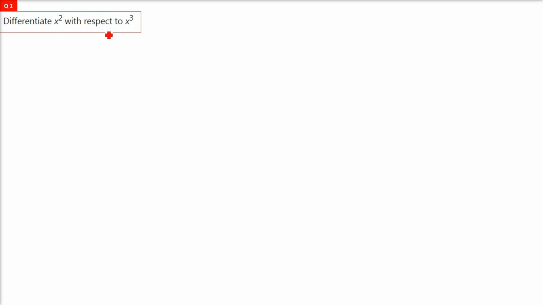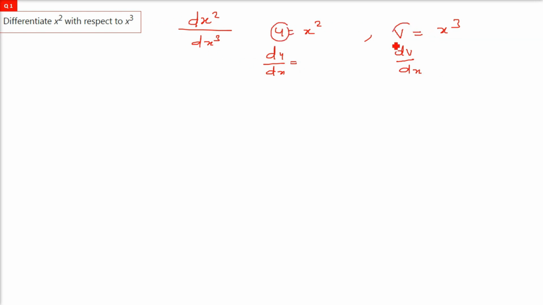Differentiate x square with respect to x cube. So what we have to do here is d of x square divided by d of x cube. This is what you have to think about. We assume x square to be u and x cube as v. So du by dx we'll find out, dv by dx we'll find out, and then u is this and v is this. So du by dv we have to find out. This is what is to be done.